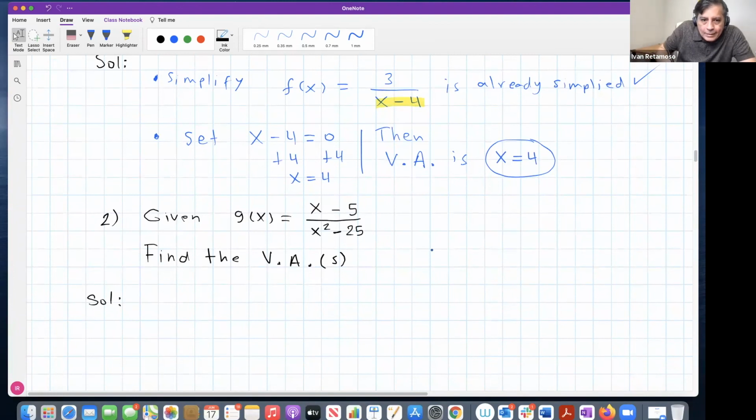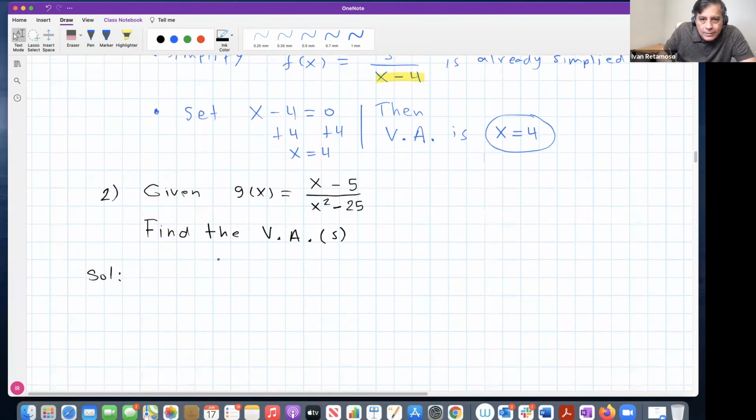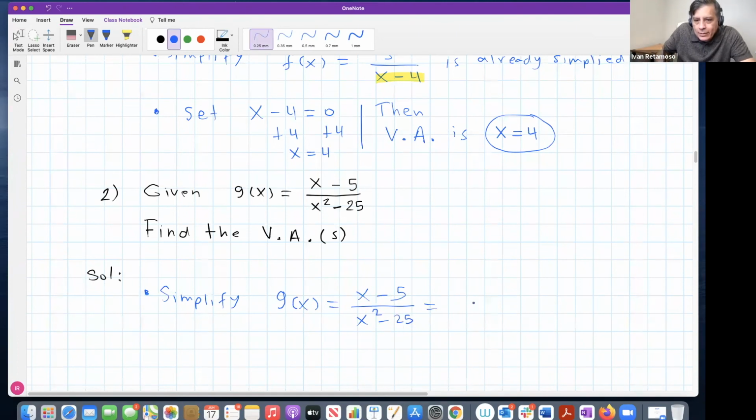This, guys, is a little bit tricky. I hope you will remember it when you go over your homework and when you take your examination. Suppose they give you this other rational function g of x, x minus 5 over x squared minus 25. Let's follow the two steps. Step 1 says simplify. This is a very important step, simplify. In order to simplify this, I'm going to factor the denominator.